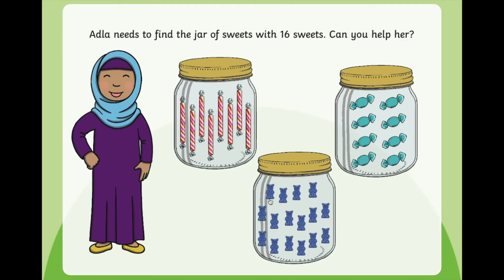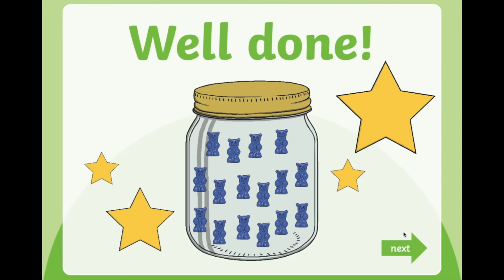Wonder, does this one have 16? 1, 2, 3, 4, 5, 6, 7, 8, 9, 10, 11, 12, 13, 14, 15, 16. Right, well, let's see. We're going to click on it and see what happens. Well done. Oh, wow, those gummy bears look tasty, don't they?